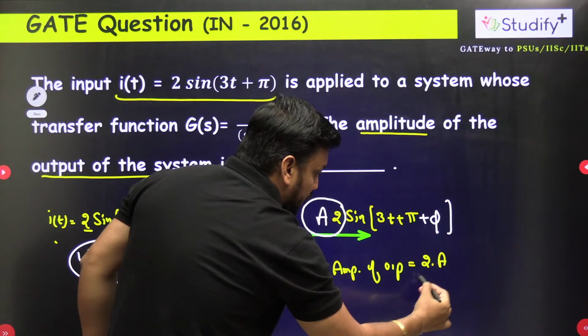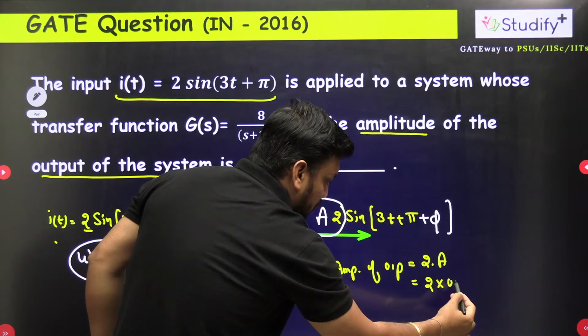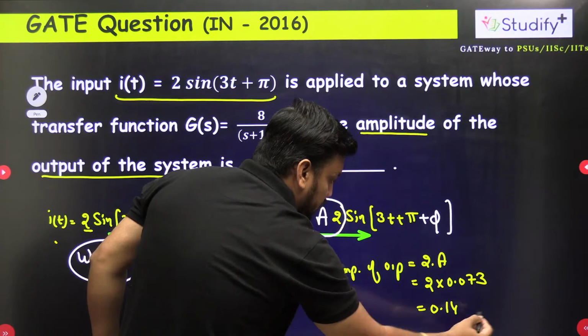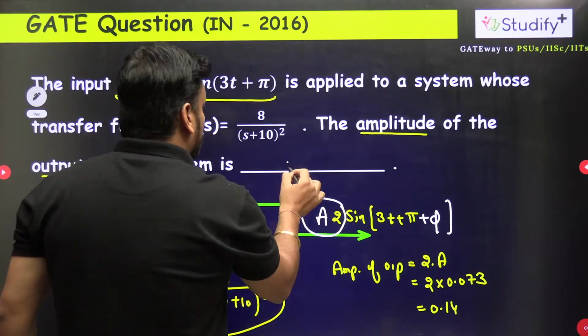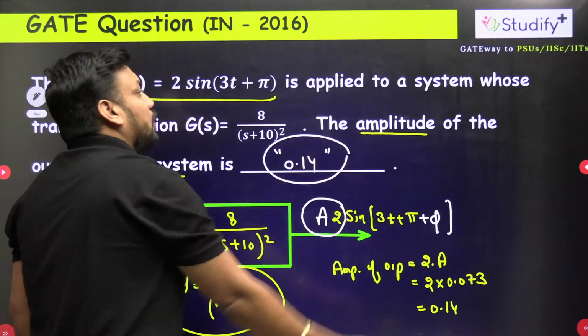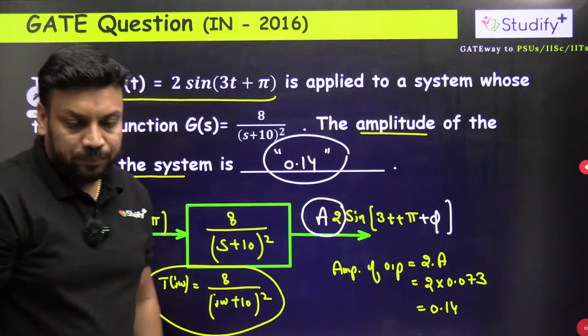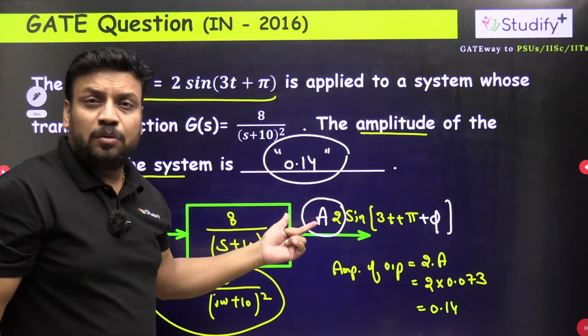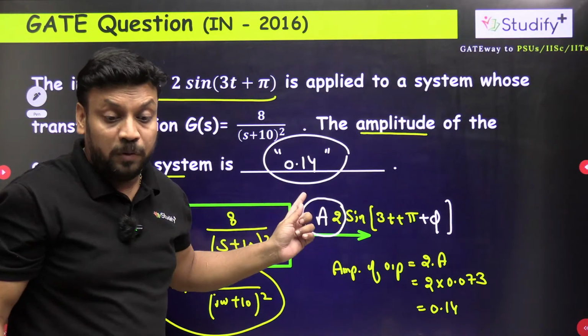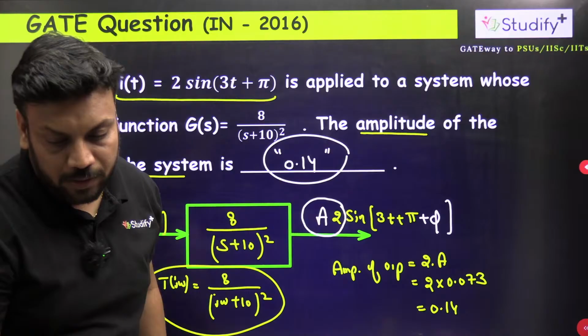So it should be twice into 0.073. So you should type 0.14 something. Okay, so you should type 0.14 only, then only you will get correct marks, guys. Okay, perfect. Otherwise, in a numerical entry question, there is no negative marking, it will give you 0 marking. Okay, if you type 0.07 now, it will give you 0 marking only.